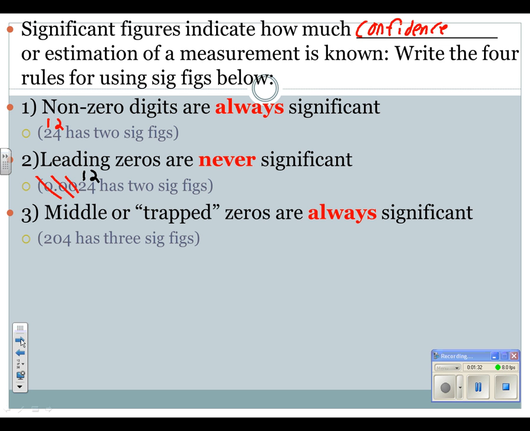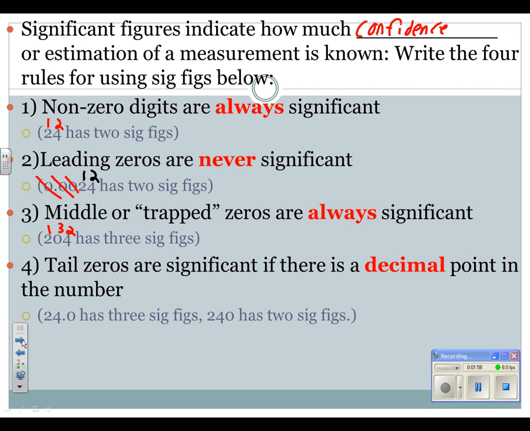So number 3, middle or trap zeros are always significant. Middle or trap zeros are always significant. So if you get a 0 sandwiched between 2 non-zeros, they count as significant. So now we have 1, that's a 0, but then we have this one here, so that's 2. The middle 0 there counts as your third significant figure, because it's in the middle.